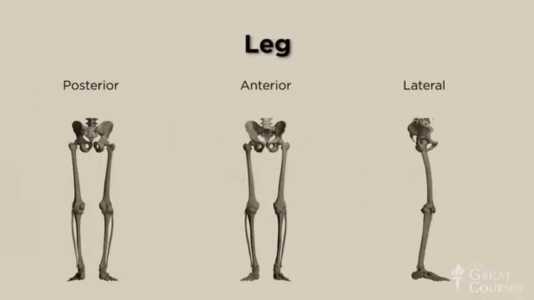The large upper bone of the leg is the femur. If you stand up straight with your toes together, the femur angles in. On the front of the femur at the knee is the patella. This is another often visible landmark.